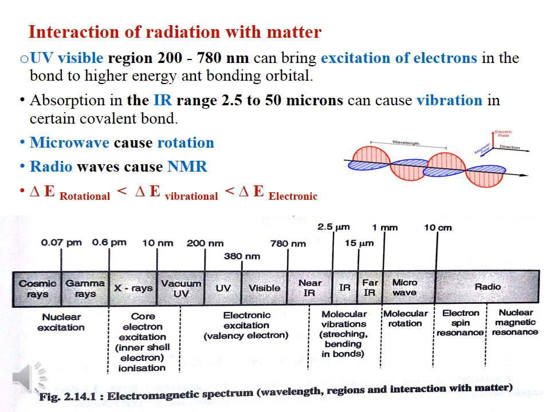The molecule vibrates, and stretching and bending take place. If there is an absorption of microwaves, the rotation of the molecule takes place. If there is an absorption of radio waves, then nuclear magnetic resonance will occur. Now, if you compare the energy required for different types of excitation, for different types of movement, then the maximum energy is required for electronic excitation, then the vibrational excitation, and after that the rotational.